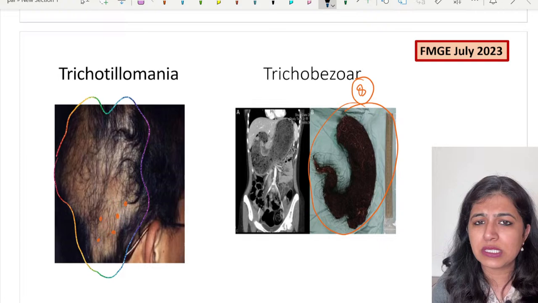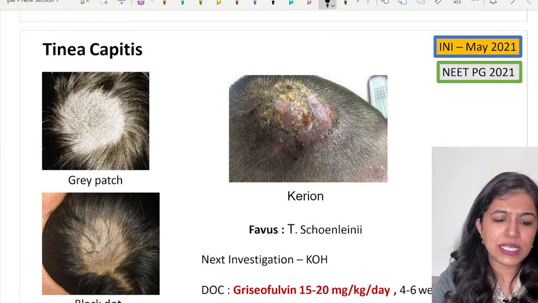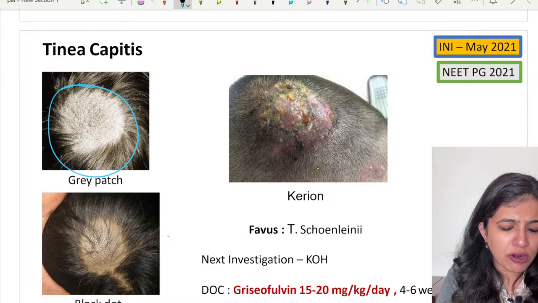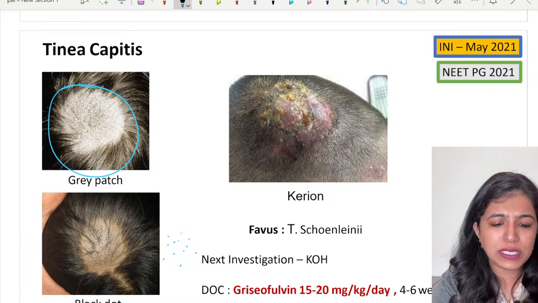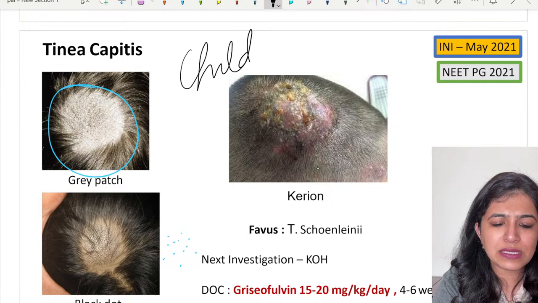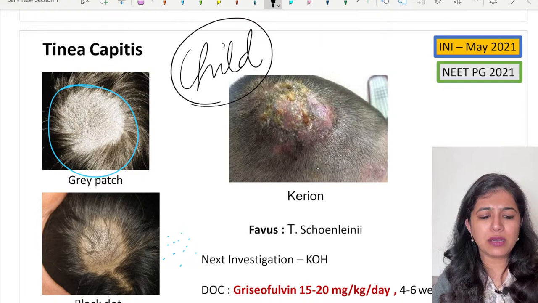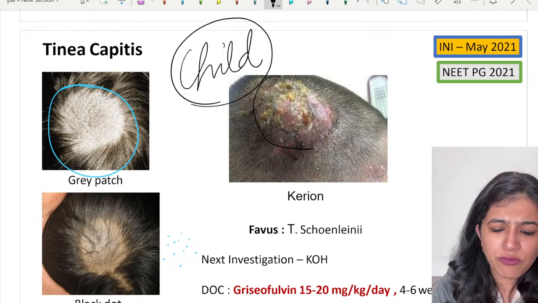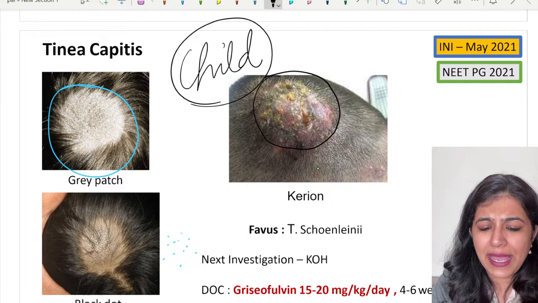Then we have Tinea capitis here. Tinea capitis is a fungal infection caused by the dermatophytes. If you see a lot of gray colored scaling with hair loss, it is gray patch. If you see a lot of black dots in the patch, then it is black dot tinea capitis. And one very important hint with respect to tinea capitis is that the patient will always be a child. So it will be a pediatric 8-year, 7-year-old, 5-year-old patient who will present with itchy, non-scarring, patchy alopecia. So it will be itchy, it will be non-scarring, and it will be a patch, gray colored scaling, gray patch, black dots, black dot.